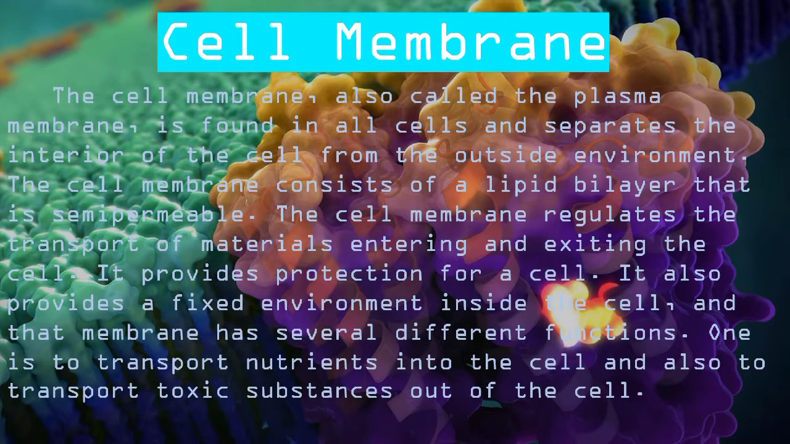Cell membrane. The cell membrane, also called the plasma membrane, is found in all cells and separates the interior of the cell from the outside environment. The cell membrane consists of a lipid bilayer that is semi-permeable. It regulates the transport of materials entering and exiting the cell. It provides protection for a cell. It also provides a fixed environment inside the cell, and that membrane has several different functions. One is to transport nutrients into the cell and also to transport toxic substances out of the cell.